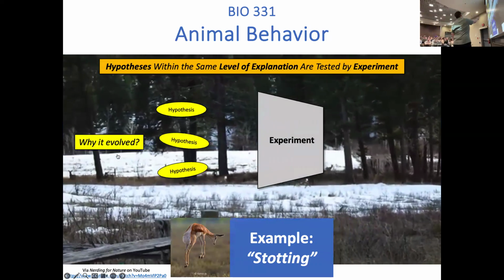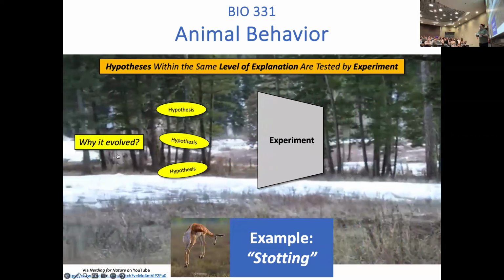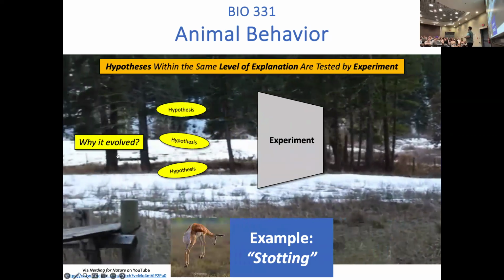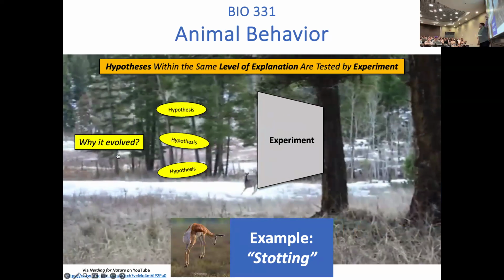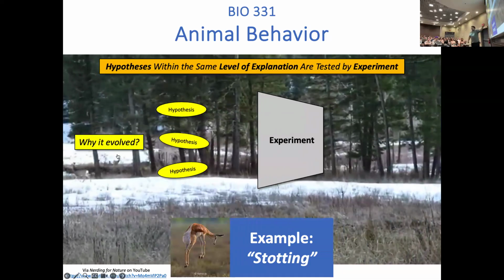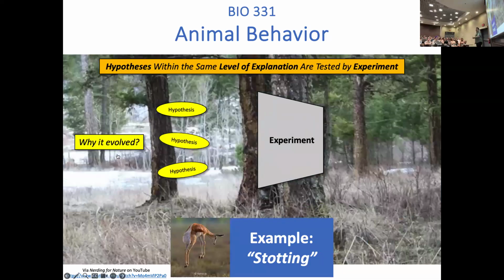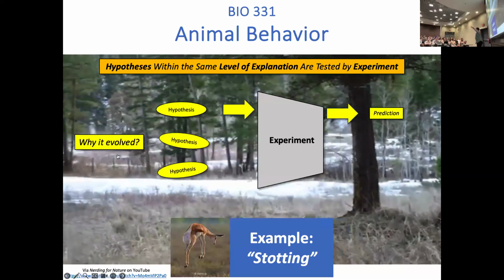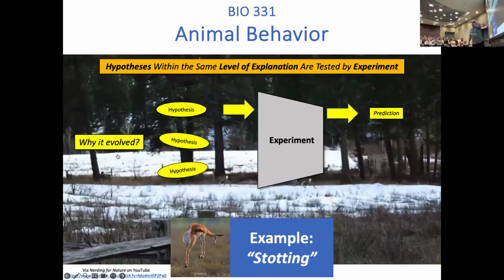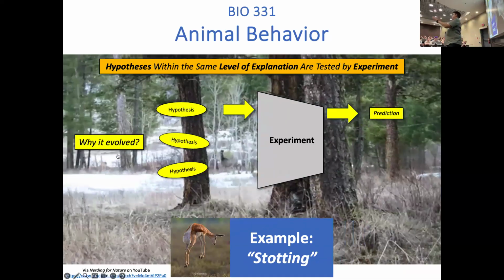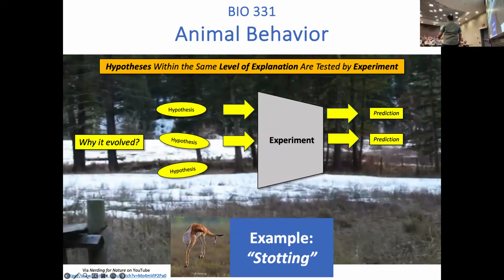So I have like 3 hypotheses for why it evolved. What we're going to talk about in this class is, how do we disentangle those hypotheses? How do we build an experiment? The experiment might be, we're going to go out and scare a bunch of mule deer, and we're going to scare them in certain types of ways that, under different hypotheses, lead to different predictions. Under a hypothesis that they're signaling how dangerous they are, we might get one prediction. Under a hypothesis that they're signaling how fast they are, we might get a different prediction.